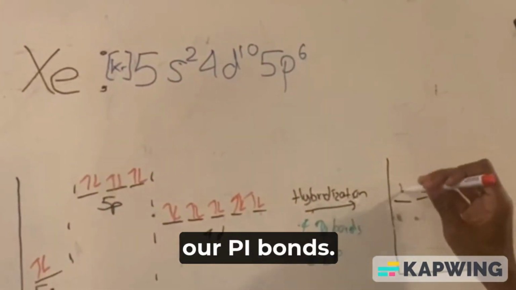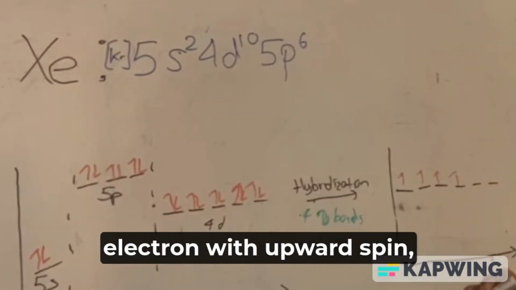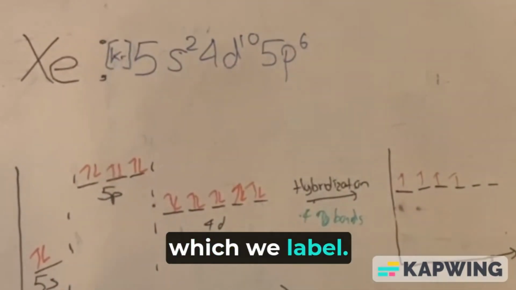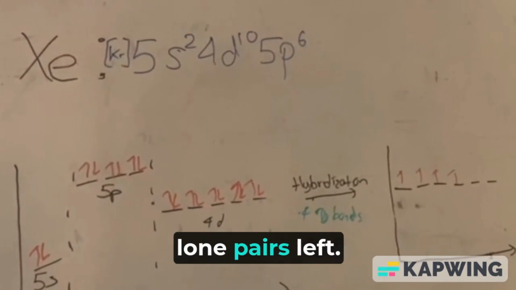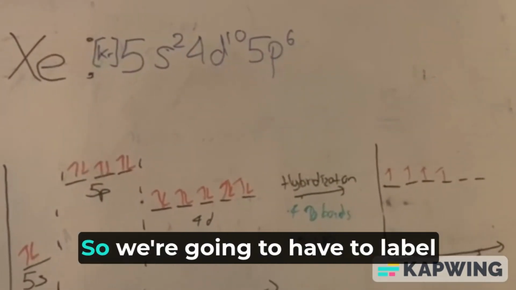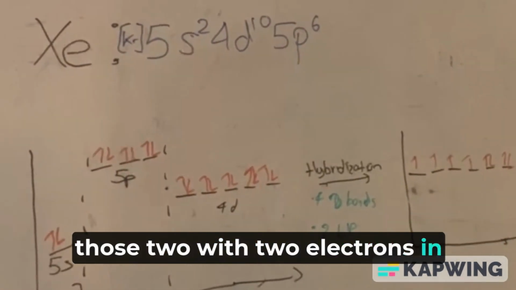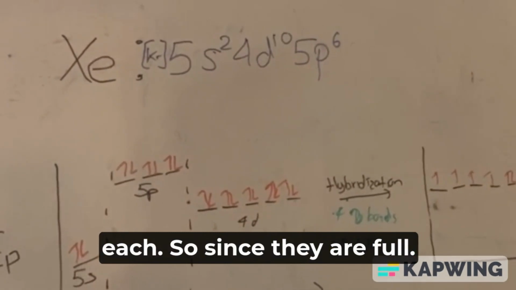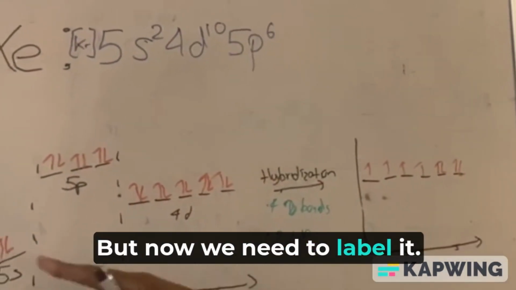So first let's draw out our sigma bonds, and in each sigma bond there is 1 electron with upward spin, which we label. And now we have our 2 lone pairs left. So we're going to label those two with 2 electrons in each, since they are full. So this is our hybrid orbitals, but now we need to label it.